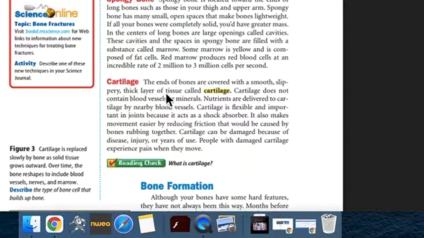Cartilage. The ends of bones are covered with a smooth, slippery, thick layer of tissue called cartilage. Cartilage does not contain blood vessels or minerals. Nutrients are delivered to cartilage by nearby blood vessels. Cartilage is flexible and important to joints because it acts as a shock absorber. It also makes movement easier by reducing friction that would be caused by bones rubbing together. Cartilage can be damaged because of disease, injury, or years of use. People with damaged cartilage experience pain when they move. You're not kidding.